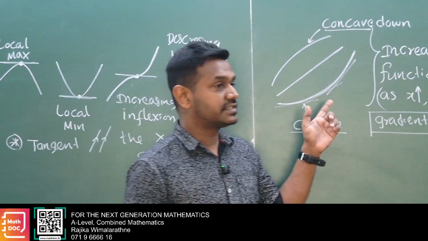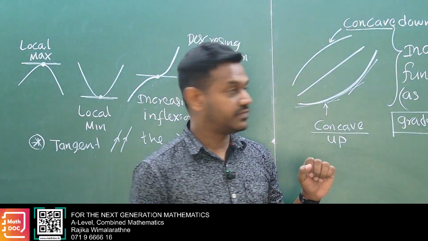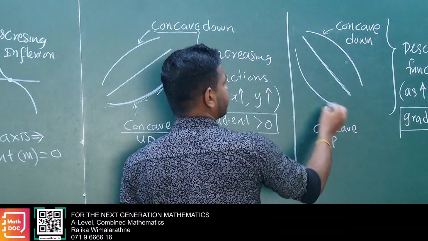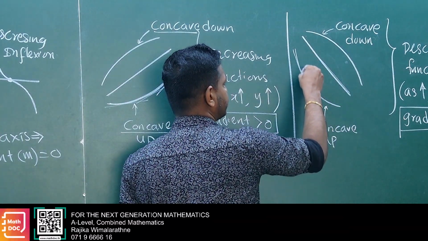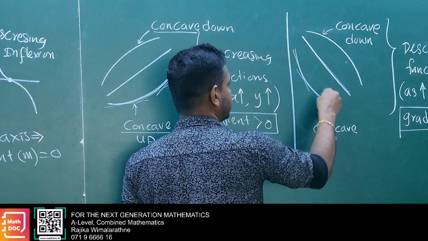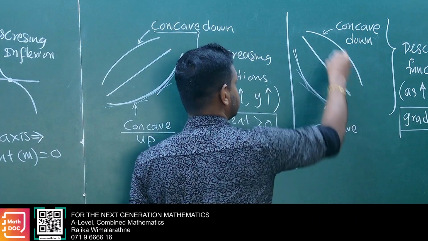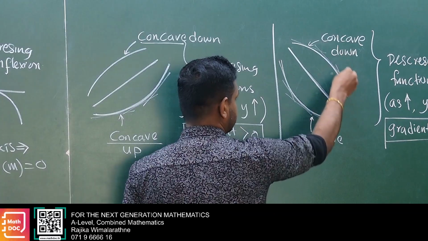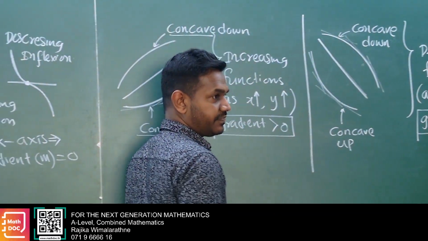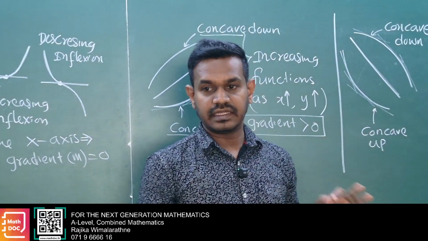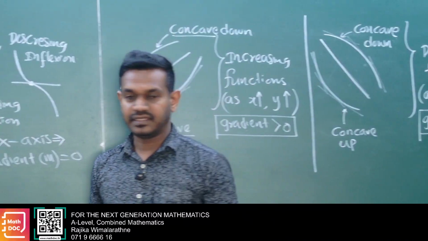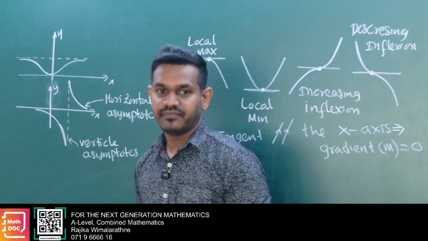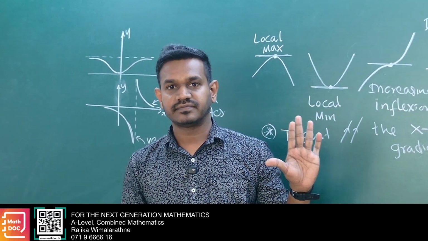For these points, gradient 0. And for these cases, gradient positive. When you consider here, gradient negative fixed value, here gradient negative and decreasing. So here gradient negative and increasing. Then anyway, we have to check gradients. So when you consider asymptotes, again you have to check gradients.